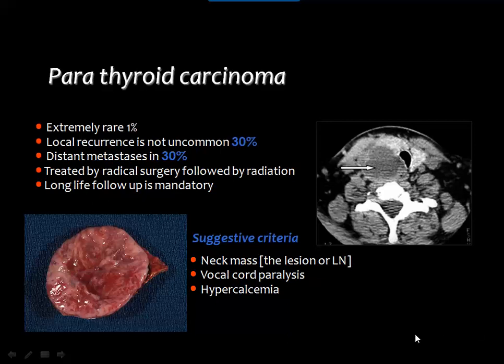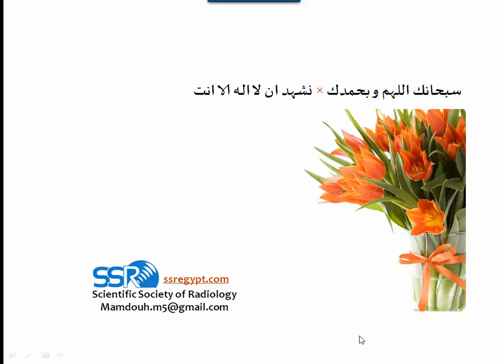The suggestive diagnostic criteria are the presence of a neck mass, which is the lesion and nodes or both, and which may result in vocal cord paralysis, the presence of marked hypercalcemia, and marked elevation of the parathyroid hormone level. Thank you very much.